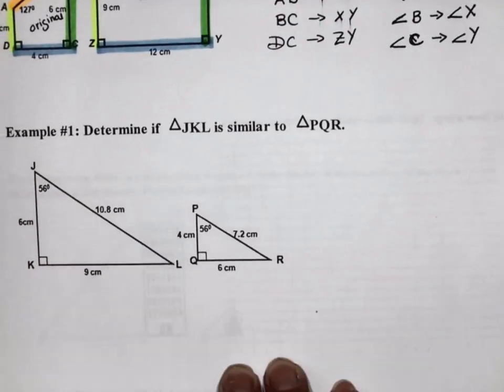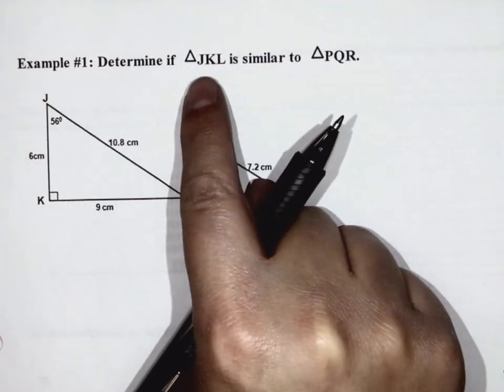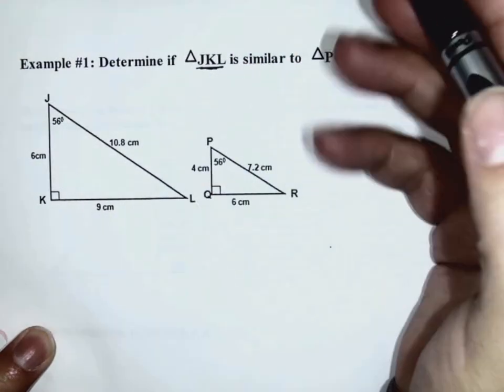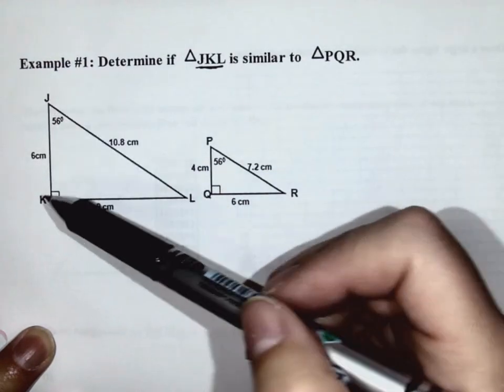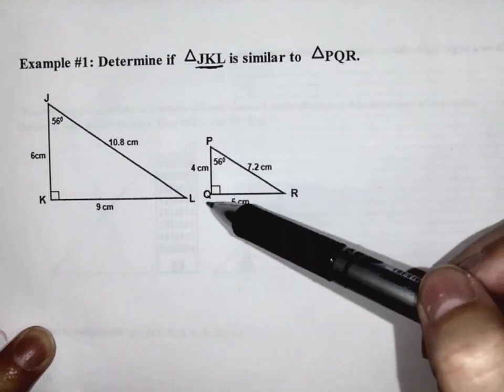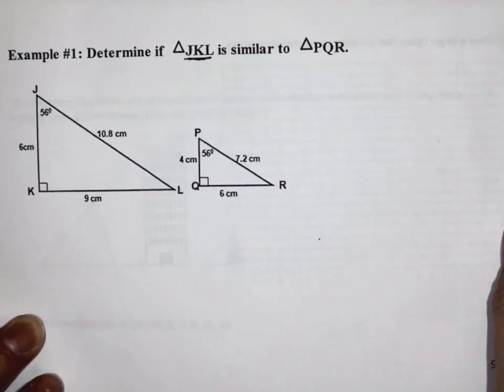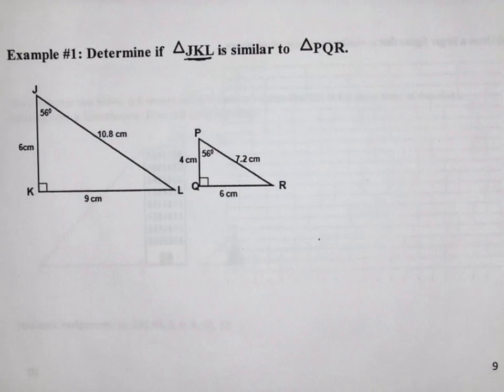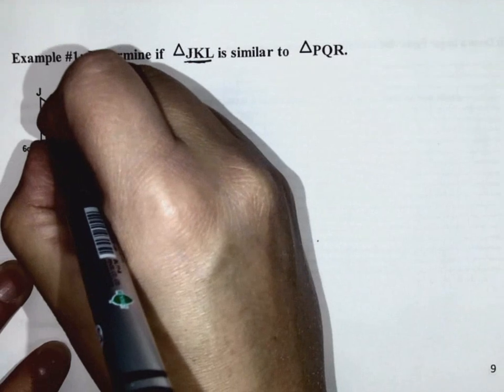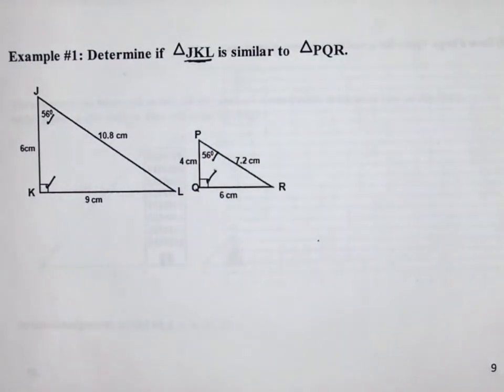All right, so determine if triangle JKL, this means that the vertices are labeled J, K, and L, is similar to triangle PQR. So it's asking, are they similar? All right, so we've got to figure it out. It kind of looks like they're similar. They're both the same shape. They have a 90-degree angle. So that and that are equal, 56 and 56. Do you guys know the rule of 180 in triangles? Do you know what that is?